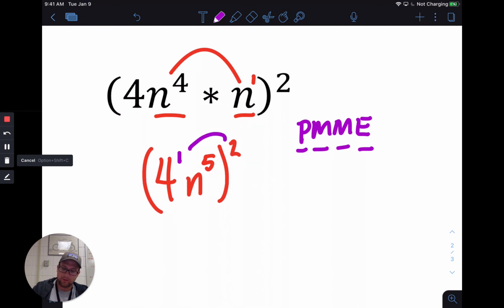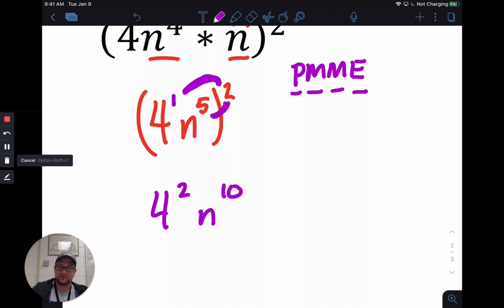Now we can come over and multiply. Remember, the base does not ever change. So now I'm going to have 4 to the 1 times 2 power. When I multiply those together, I'm going to get 2. And then I'm going to have n, 2 times 5 is 10.